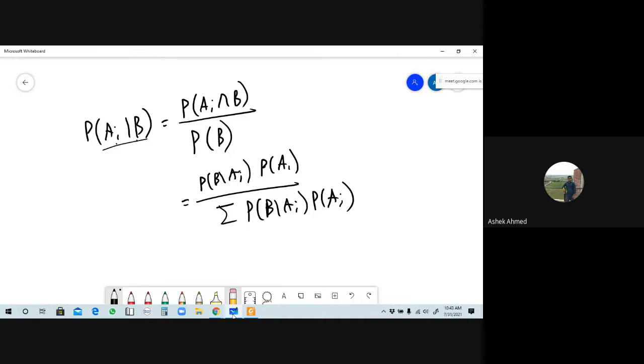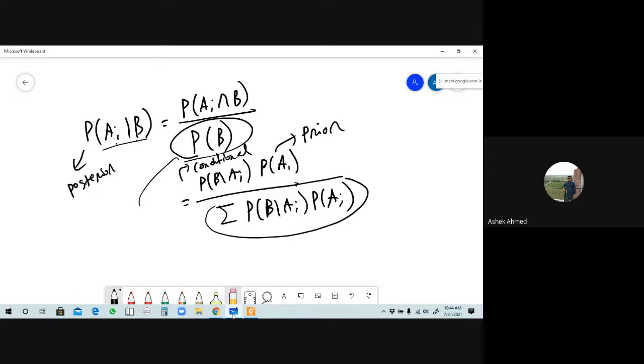Understand? Okay. This is called prior probability. This is posterior, and this is conditional. These are called here law of total probability. Law of total probability. Okay.